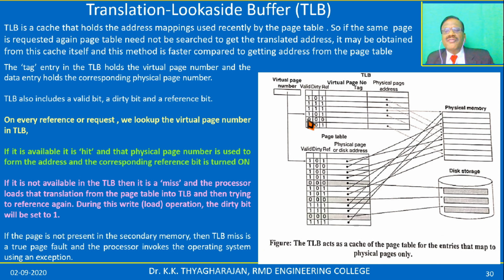In that case, the reference address should be brought from this page table. If the page table has that reference address, it should be loaded into the TLB first. After that, we will get the reference address from this TLB. So if the reference address is available and when it is loaded here, the dirty bit will be set here during this write operation. If the page is also not available in this table, then it will be loaded from the secondary storage device.